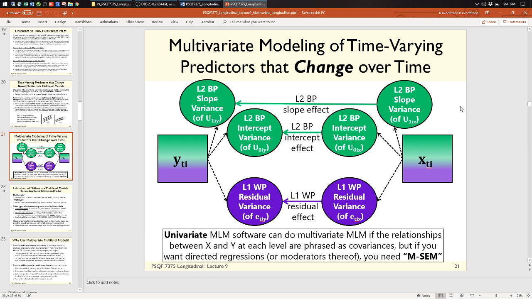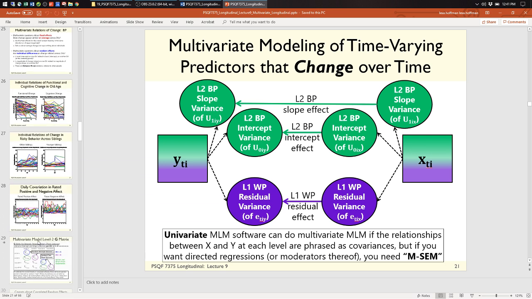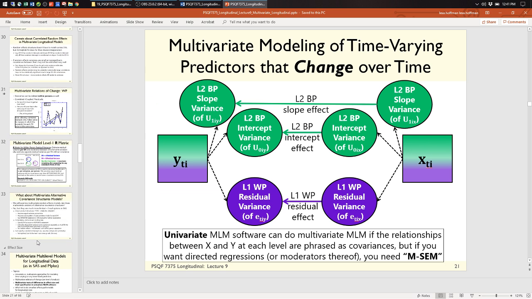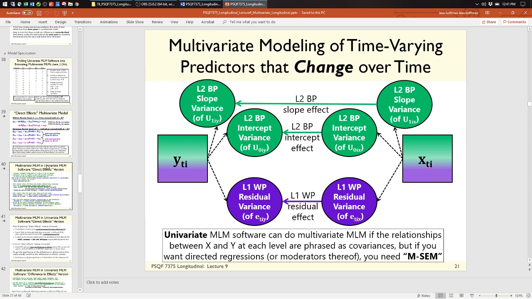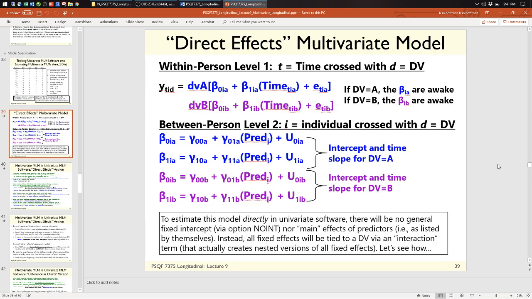We're letting the model distinguish their three kinds of variance: between person intercept, between person time slope, between person residual, and then we can look at the relationships among these different sources of variation at each level. So I showed you a model that you can fit in SAS. For example, this is slide 39.